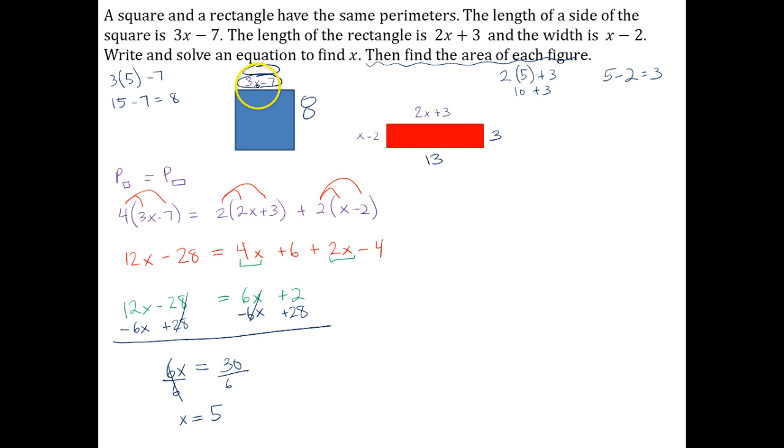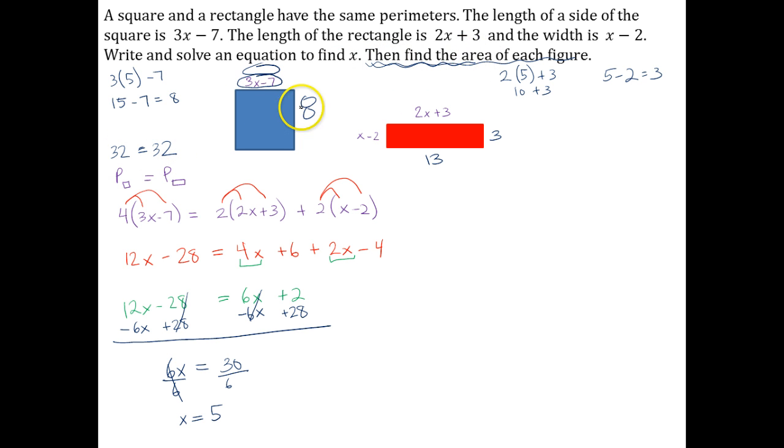And then you can double check, right? Well, what's the perimeter here? It's 4 times 8, which is 32. So the perimeter of the square is 32. And then if I add up 13 plus 13 plus 3 plus 3, 13 and 13 is 26, plus 6 is 32. So the perimeters are equal, but what are the areas?